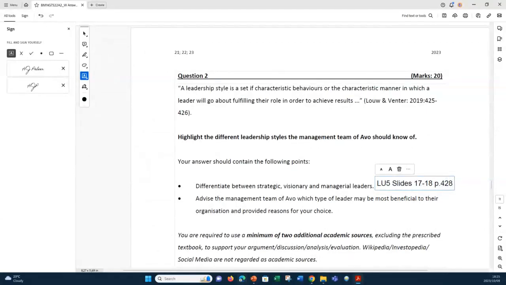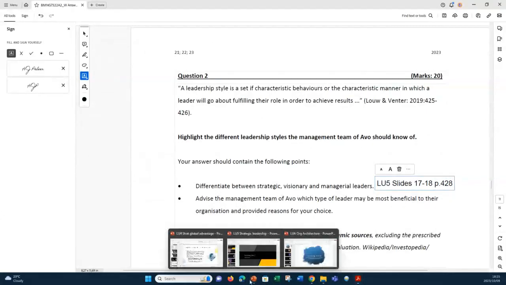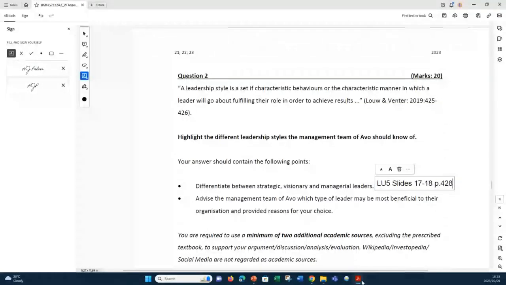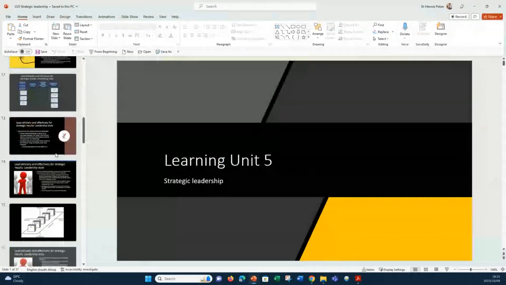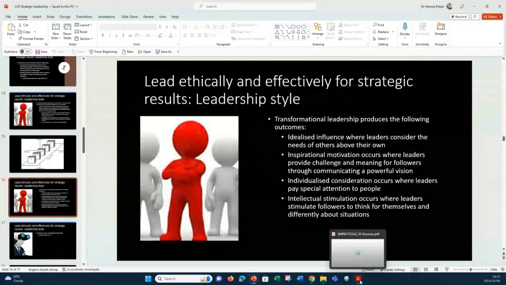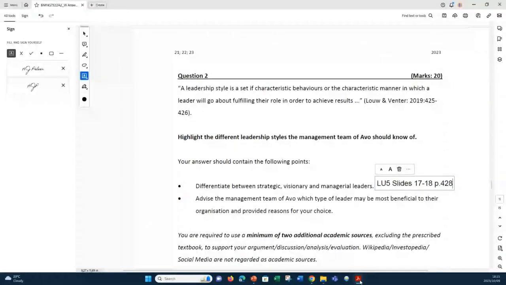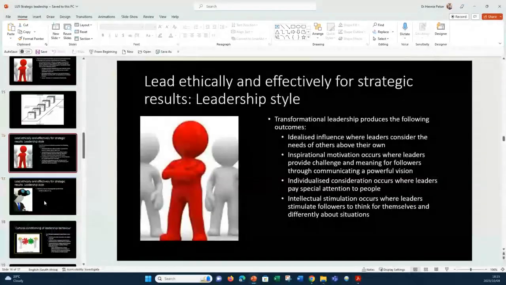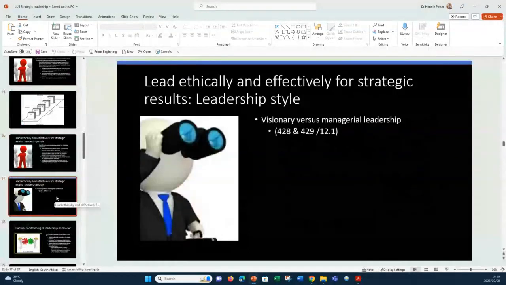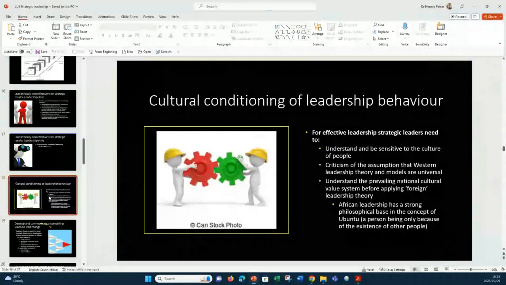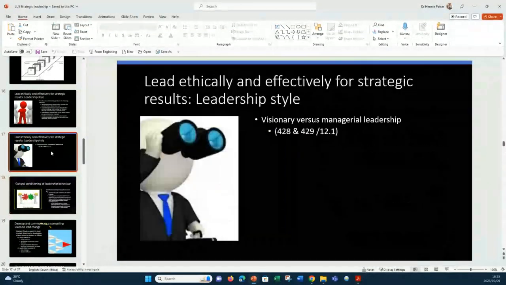For my students, Learning Unit 5, so you'll have a glance at the slides. And we'll look at slides 17 and 18. Right, so when we look at the options in terms of strategic, visionary, and managerial leaders, have I got the right one? My apologies, 17. Okay. Guys, so it's pages 428 and 429 that you're looking at.